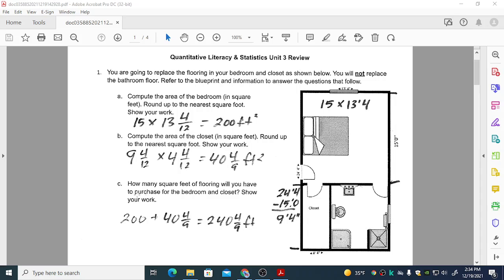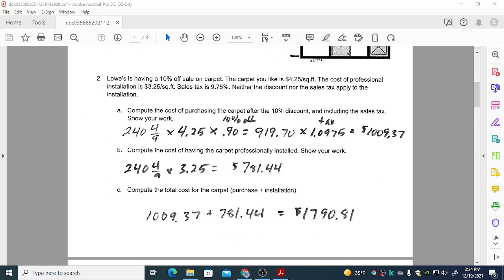Add the square footage of my bedroom to the square footage of my closet, basically the answers of A and B, and I get my 240 and 4/9 square footage, which is my total square footage for my area that I'm going to be flooring.